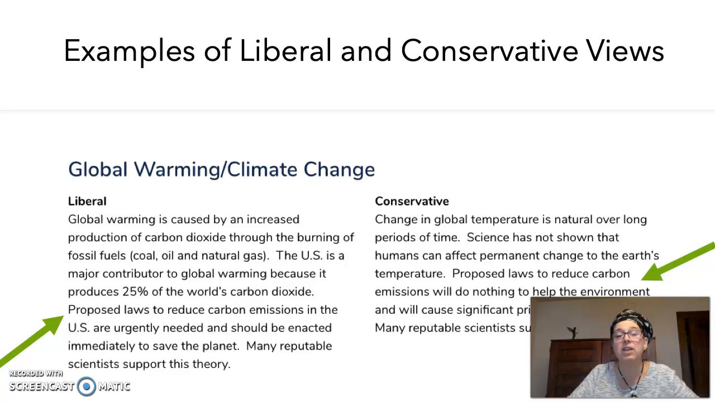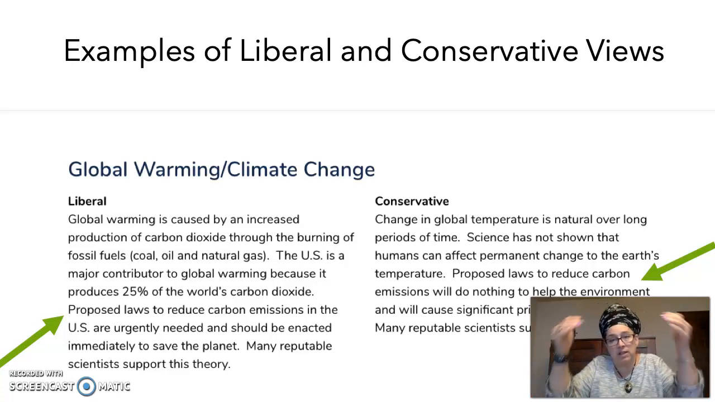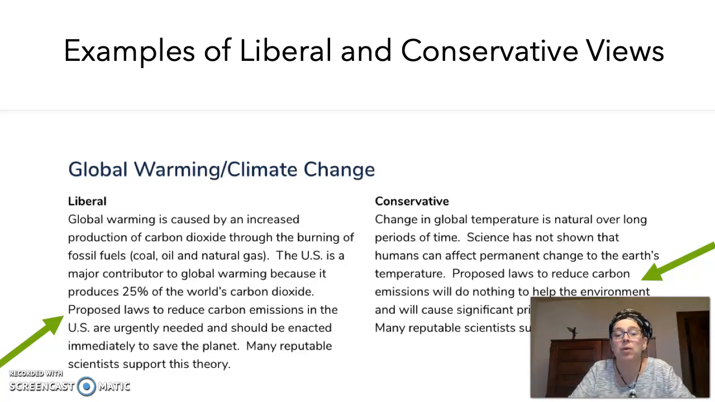The U.S. is a major contributor to global warming because it produces 25% of the world's carbon dioxide. Now, we just pulled out of the Paris Accord and we said, oh, we can just continue to do whatever we want. We don't have to follow these guidelines for the world, as though we could simply isolate ourselves in this world. Proposed laws to reduce carbon emissions in the U.S. are urgently needed and should be enacted immediately to save the planet. Many reputable scientists support this theory.